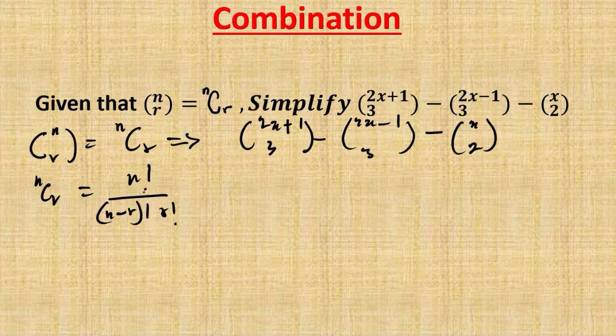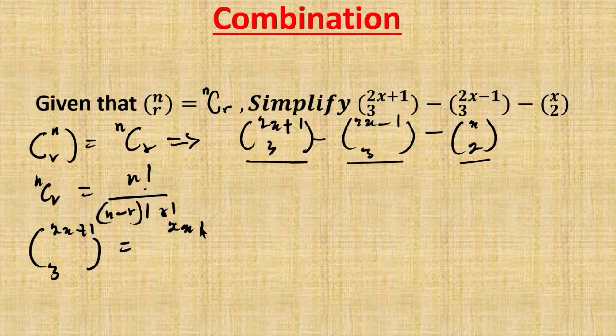To help you understand what n factorial and r factorial are, we'll attach lessons on factorial in the description below. Now let's break it down and take them one after the other. I'll simplify this first, then I'll take this next, then this, then we'll combine the three of them together. (2x+1)C3 will be the same thing as 2x plus 1 combination 3.